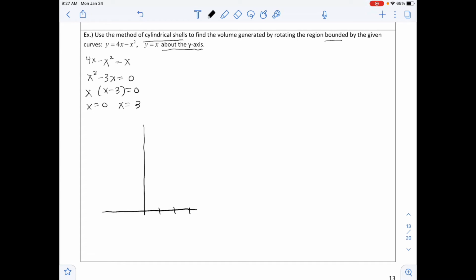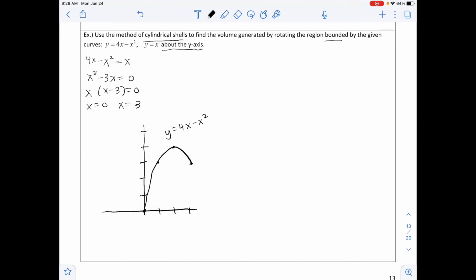And so the first equation that we have is a parabola. It is opening down. And so if you substitute in 0, we have 0, substituting in 1, we have 1 comma 3. If you substitute in 2, we get 4. And then substituting in 3, we get 3. So our first graph is here. And this is going to be y equals 4x minus x squared.